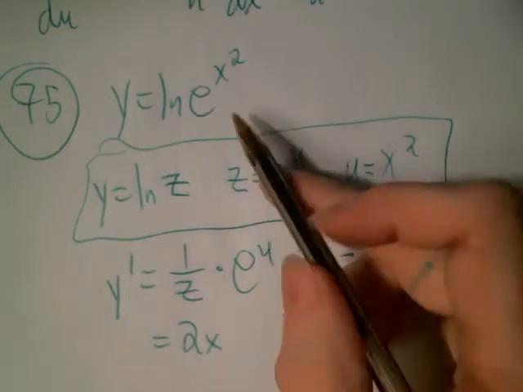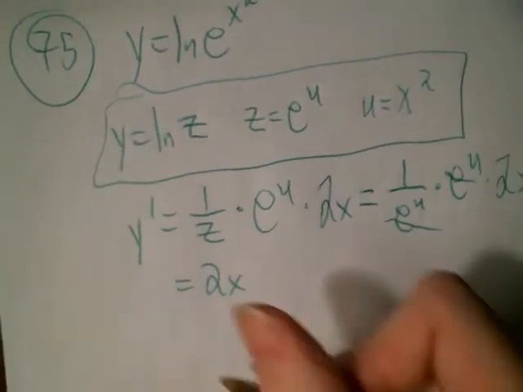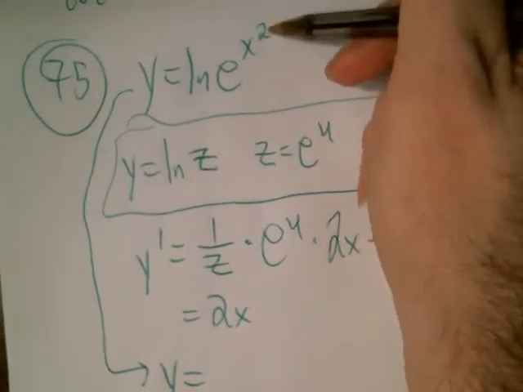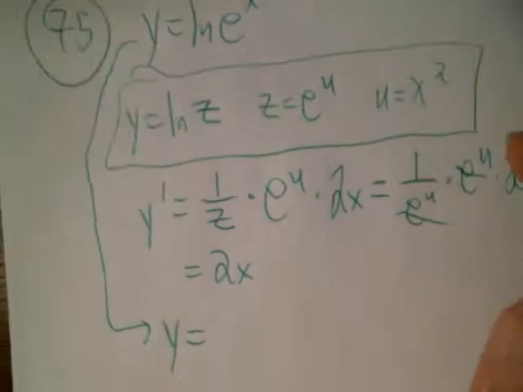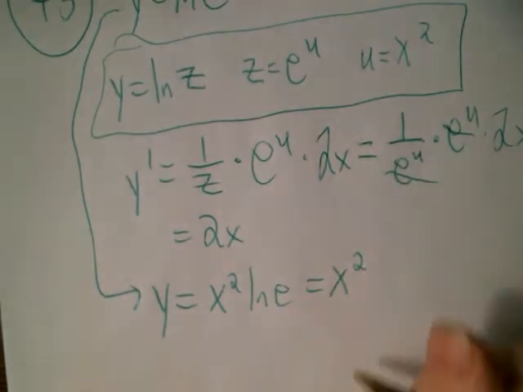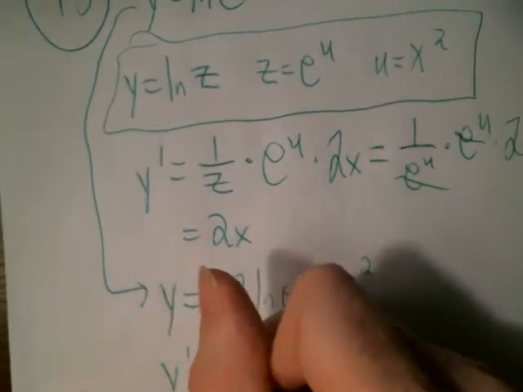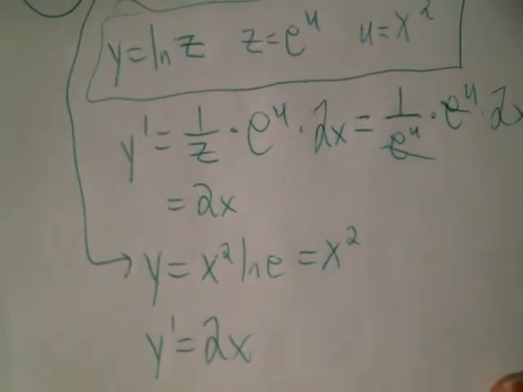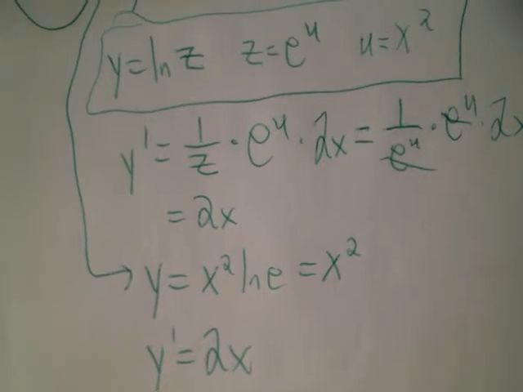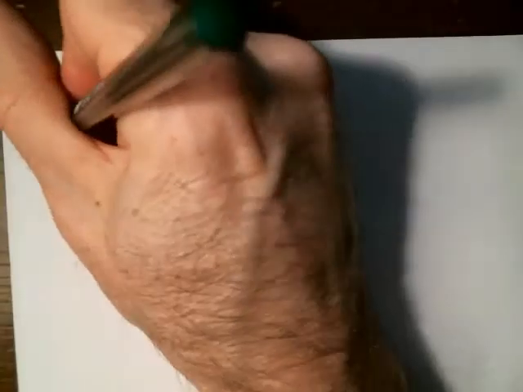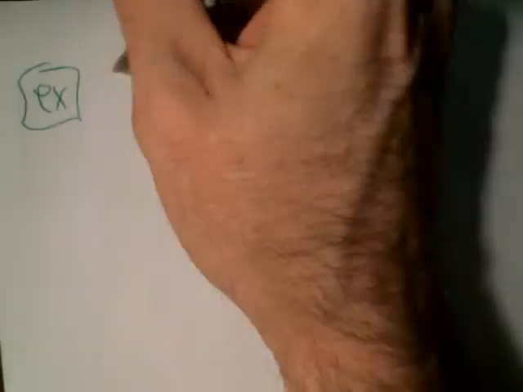If we had simplified this thing first, I think it would have been a lot easier, right? If we had just written y equals, well, power rule says you can bring this exponent down in front of the natural log. So you get x squared ln of e. Ln of e is just 1, so this is just x squared. And then the derivative is 2x. So sometimes there are quick ways to go through this. One more example here, which pops up later.